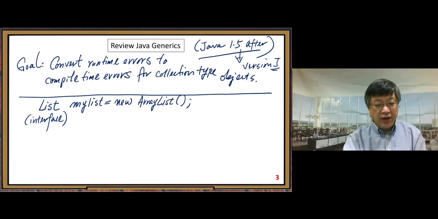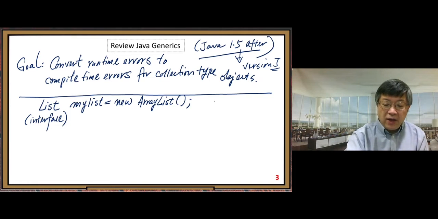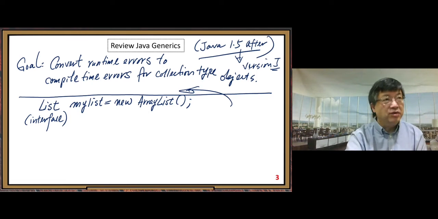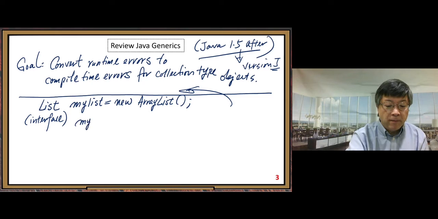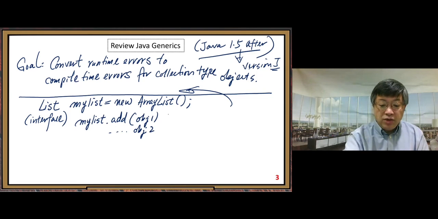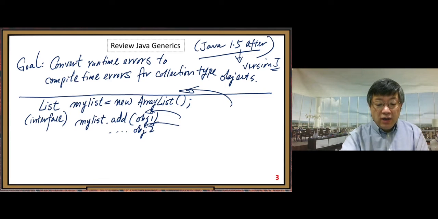After you create it, you can add many different objects into this list object, using myList.add: add object 1, object 2, and so on. But when you add to it, what's the object type of object 1, object 2? It only requires the capital Object type.